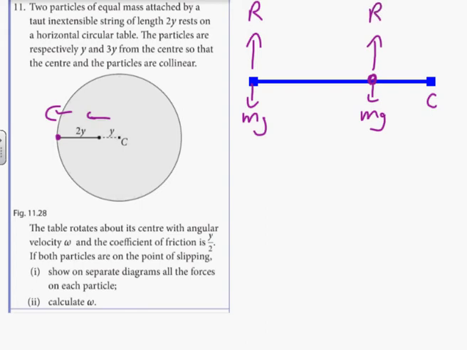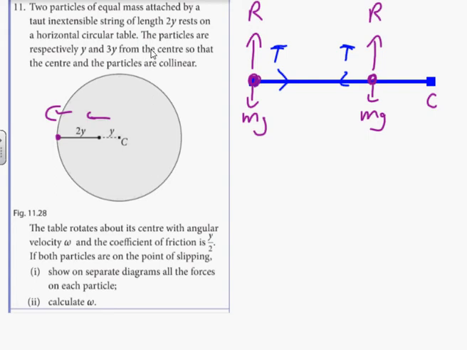Now, what happens next, guys, is that the tension is pulling this one inwards, but it's going to be pulling the other one outwards. Remember, the tension is only attached between the two particles. There's no rope here. The inextensible string is between the two particles.